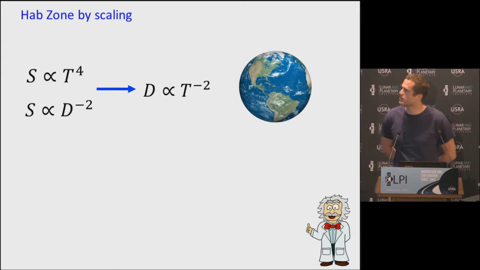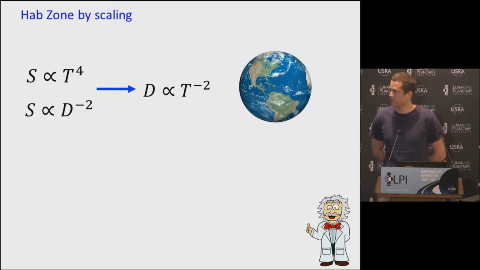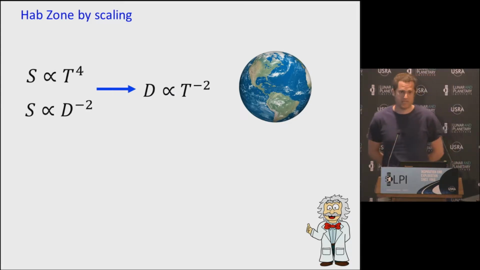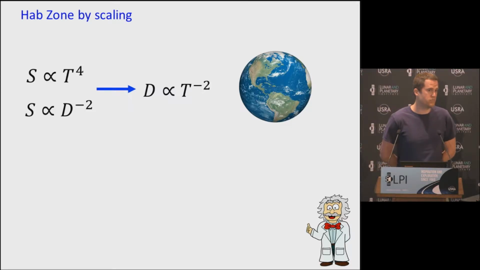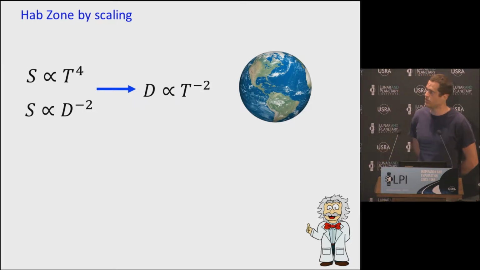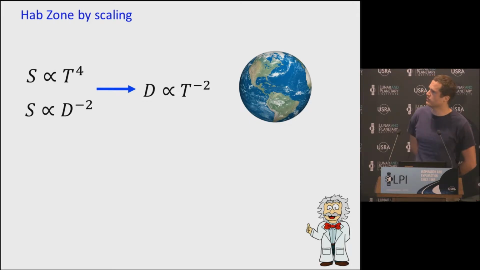Okay, so here's the astronomer doing the first calculation of the habitable zone. So the astronomer says, by the Stefan-Boltzmann law, the insolation is proportional to the temperature to the fourth power. And then just by basic geometry, the insolation is proportional to the distance between the star and the planet to the -2, so that the distance should be proportional to the temperature to the -2. And then he says, well, the temperature of Earth is about 288 Kelvin.